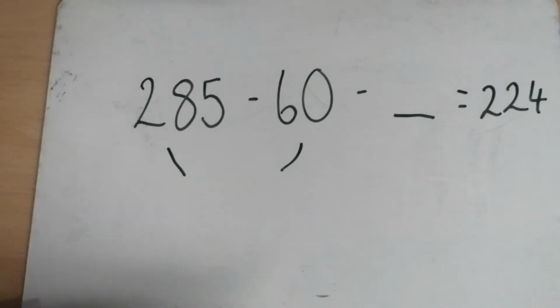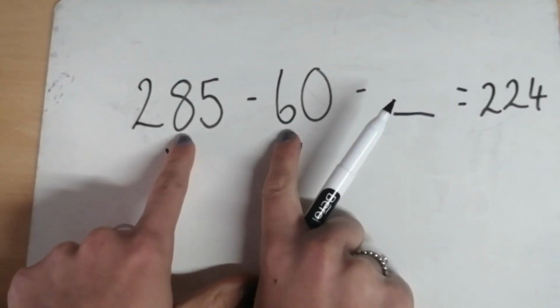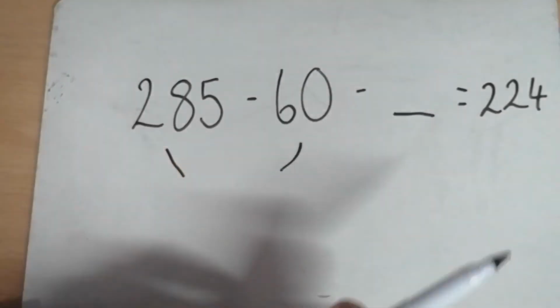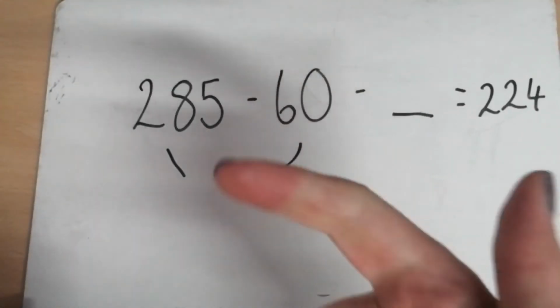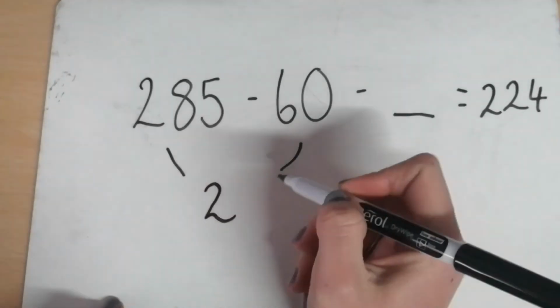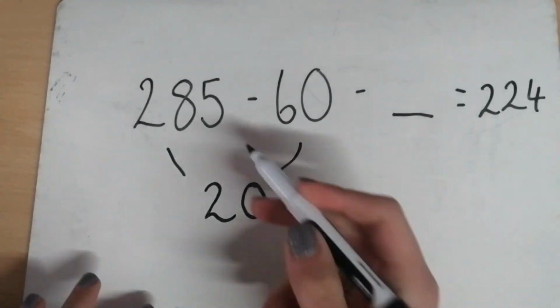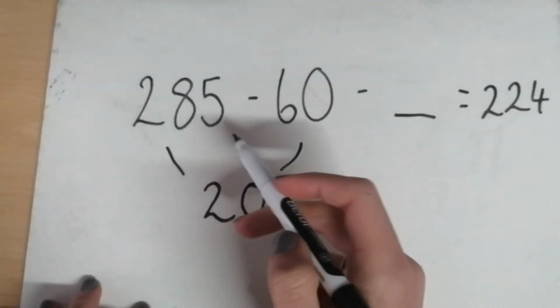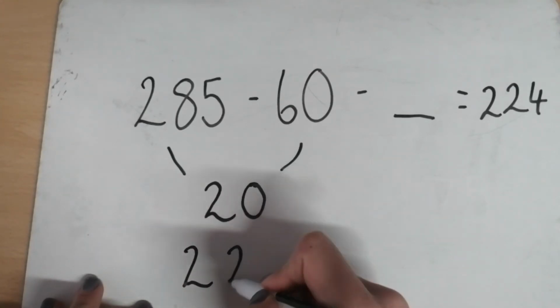Again, we can try and use our mental strategies there. So the only thing we need to look at is the tens column. So 8 take away 6. I'd actually count on and put 6 in my head and count on to 8. 6, 7, 8. I know that's a difference of 20. So a difference of 20 is there. So altogether, if I take 20 off of that, I'm going to get 225.